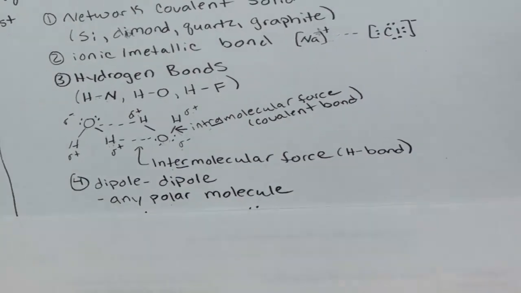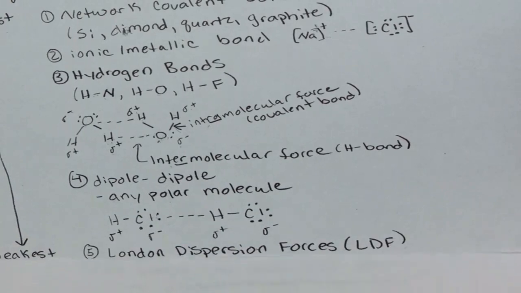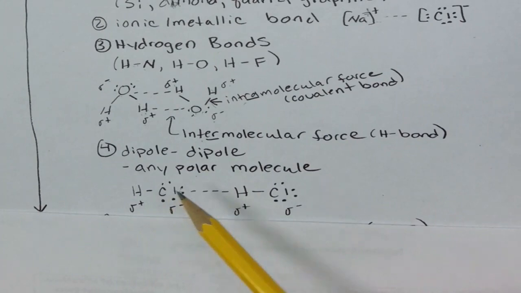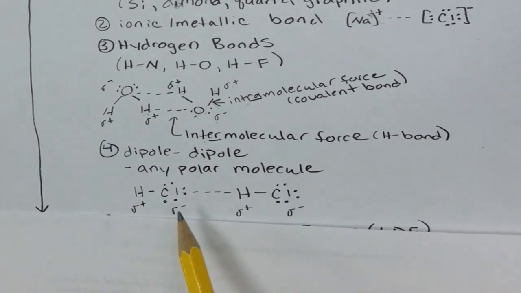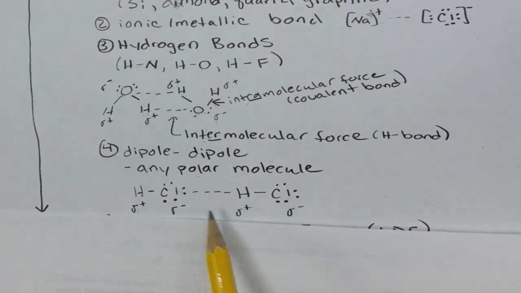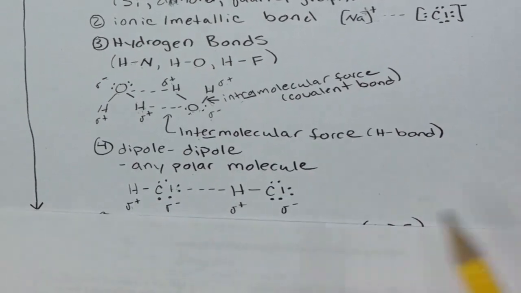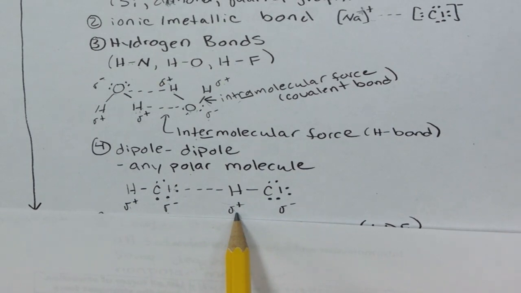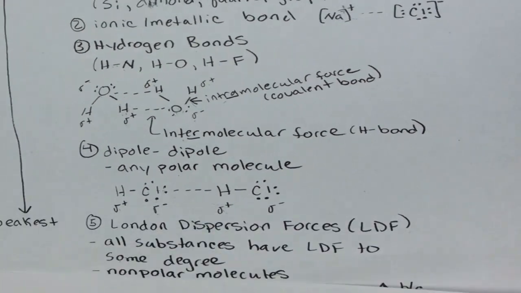We have dipole-dipole. This is any polar molecule. For example, if we were to look at hydrochloric acid, again, hydrochloric acid is polar, so we have a partial negative on the chlorine and a partial positive on the hydrogen due to electronegativity differences. And the dipole-dipole here is the attraction between the dipole of the chlorine and the dipole of the hydrogen, that partial negative and that partial positive.